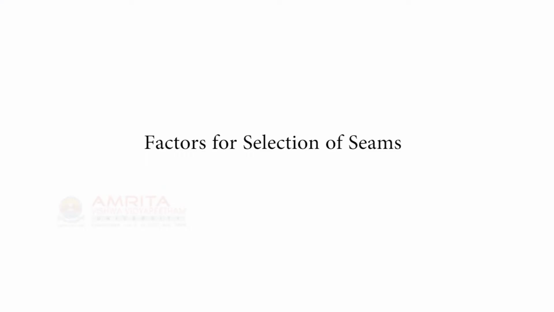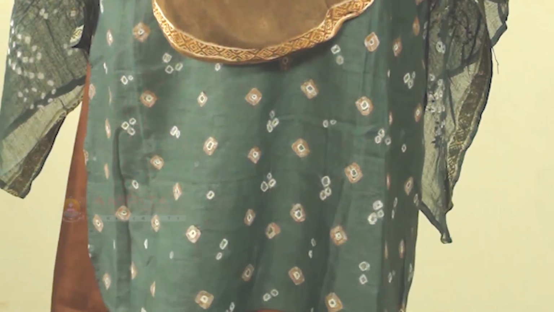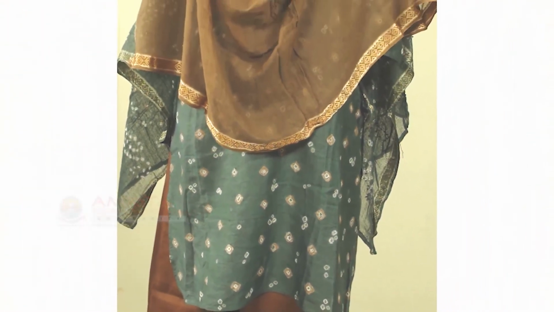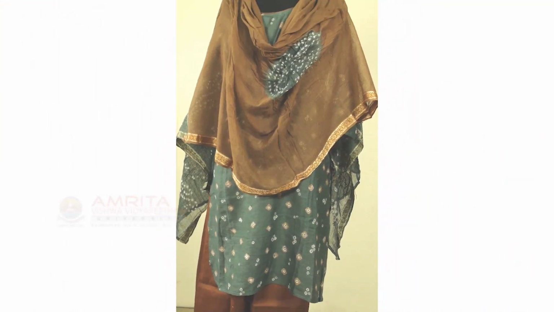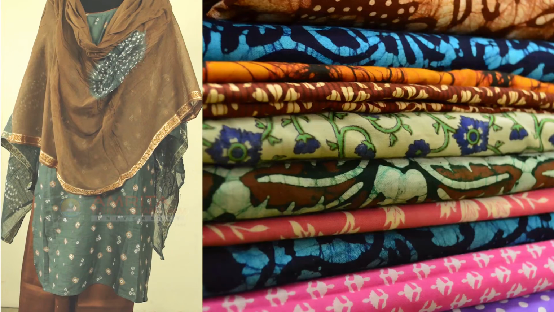Factors for selection of seams. The choice of seams depends on certain factors. Let's see what they are. Seams are selected, finished, and positioned according to the need of the garment, and the type and texture of the fabrics the garment is made of. Seams are usually chosen not only garment-wise, but also on the basis of the fabric that the particular garment is made of. Both go together.